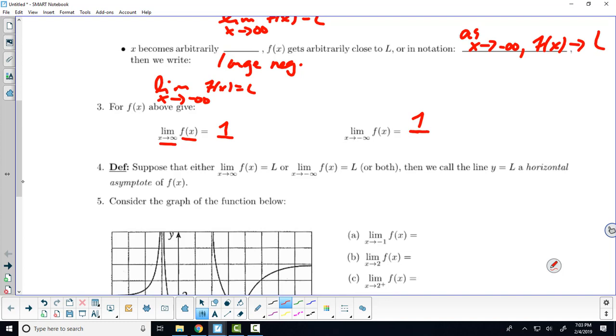Okay? Yes? So do these hold kind of the same property, that positive infinity and negative infinity have to equal the same value of L for it to be a horizontal asymptote? Interesting question. The horizontal asymptotes that you encountered most frequently in college algebra, you just had one horizontal asymptote.